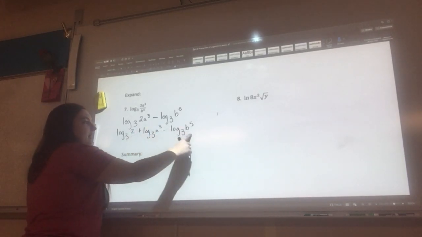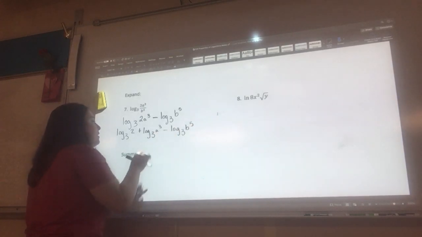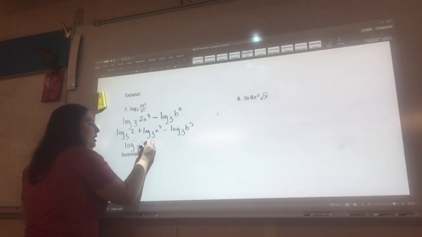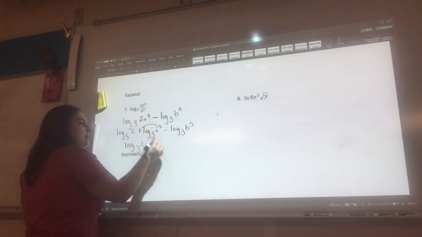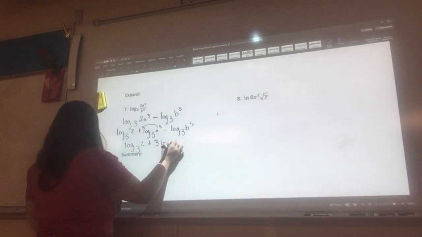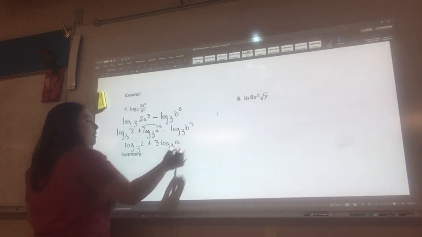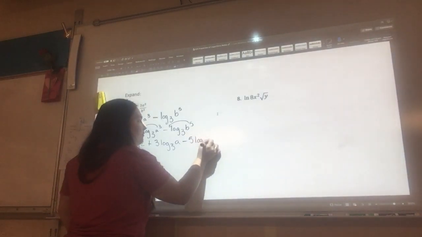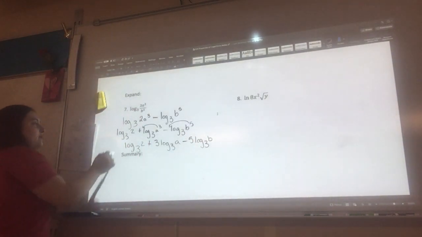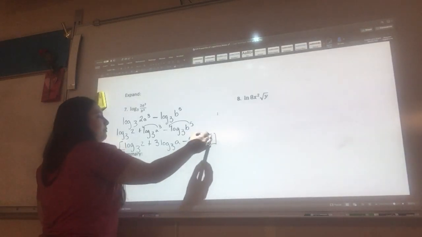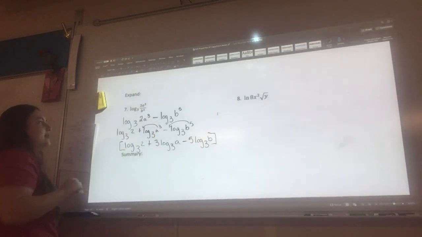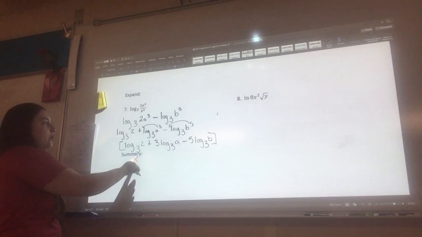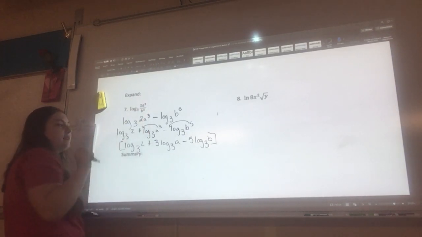Now that I have every single element by itself, I look at the power to a power rule. This one doesn't have a power, so I can leave it alone. So this remains log 3 of 2 plus 3 is going to go out in front. We have 3 log 3 of a minus, bring out that 5, 5 log 3 of b. So this means I have expanded my logarithm into as many logs as that was its condensation. So we went from 1 to 3. So that does happen. Make sure every element has its own log.